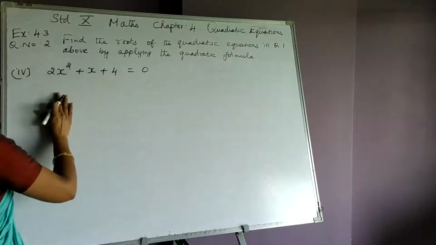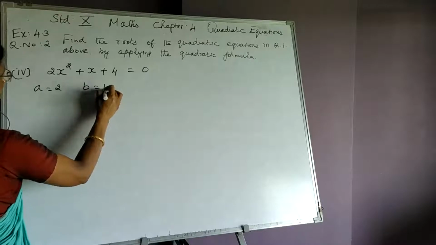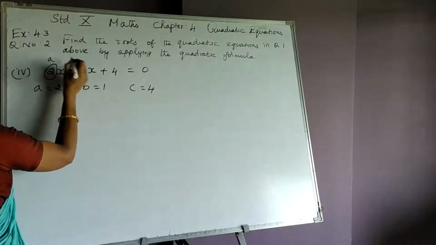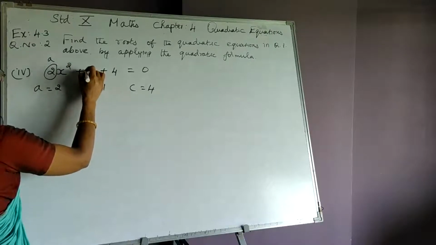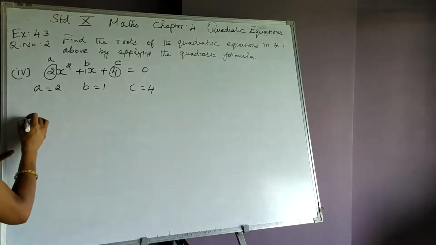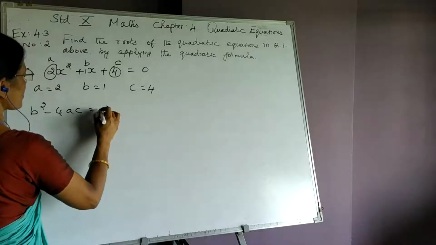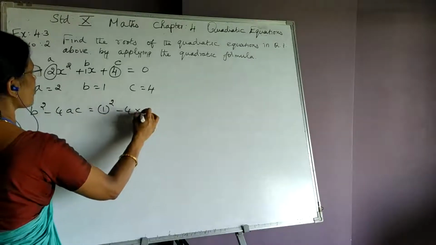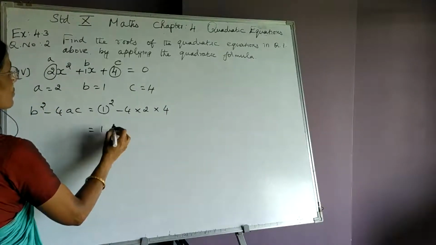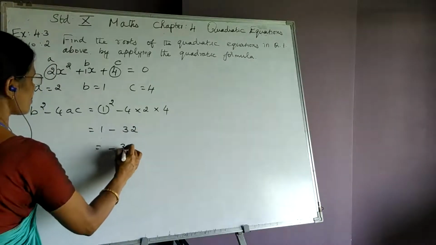This equation is also in the standard form. Therefore, a is 2, b is 1 and c is equal to 4. This is a, no number. Therefore, we take b as 1 and what is this? This is equal to c. We have to find out b square minus 4ac in the first step. Substituting, we get it is 1 square, 4 into 2 into 4. 1 square is 1 and here it is minus 32 which is equal to minus 31.